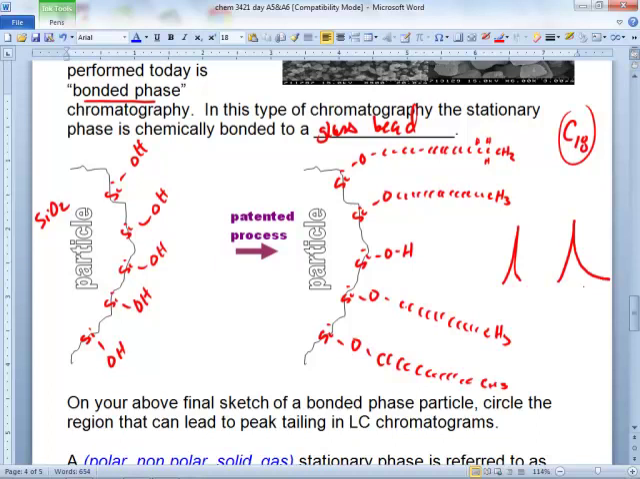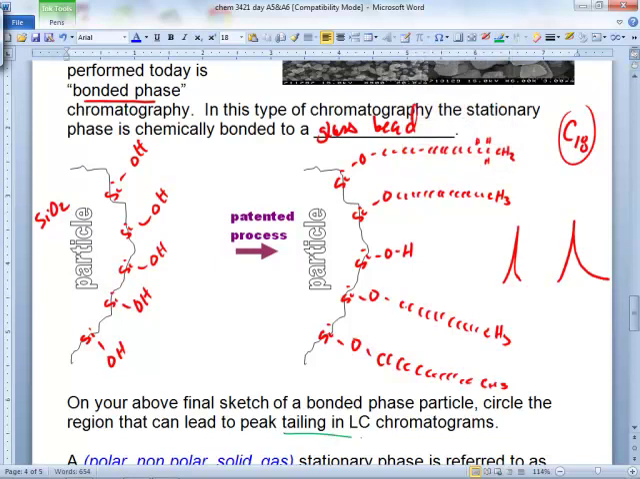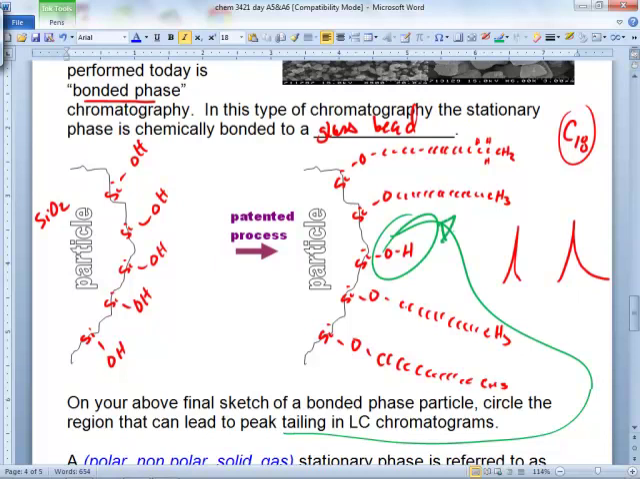On your above, so we sketched the bonded phase particle, circle the region that leads to peak tailing. It's going to be the OH stuff. That's why it's such a big deal to get rid of it. But you can't get rid of them all. It's really tough. Okay? But this is how you sell your columns. Remember, they're expensive. This is how you sell them. Make these pretty peaks. So you got to do a really good job covering all those OHs.